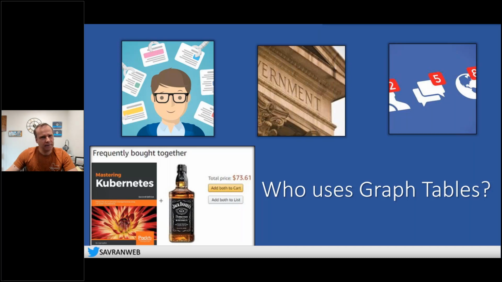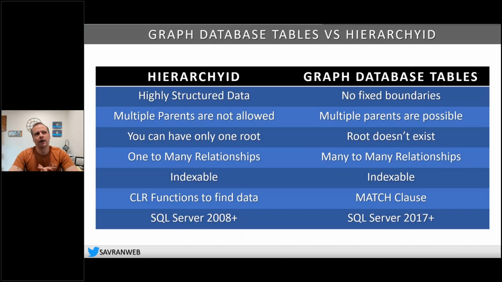Everybody talks about the graph database tables. They kind of compare these two data types, which is good, because graph database table is great for hierarchy data. SQL Server has another data type named hierarchy ID, which was introduced, I think, in 2008. So it has been out there for a long time.